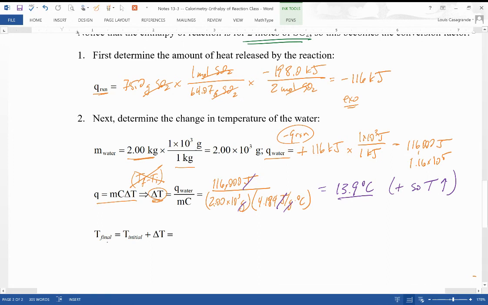And our last step, the final temperature, we rearrange the equation: T final equals the initial temperature, which we said was 25 degrees Celsius, 25.0 for some sig figs. And we're going to add that 13.9 degrees C and get a nice round number. I'm kidding, 38.9 degrees C. That's the final temperature of the water that we've added that heat to.